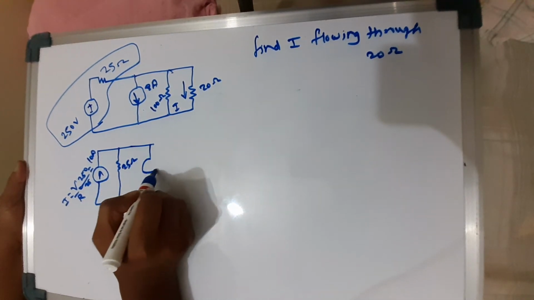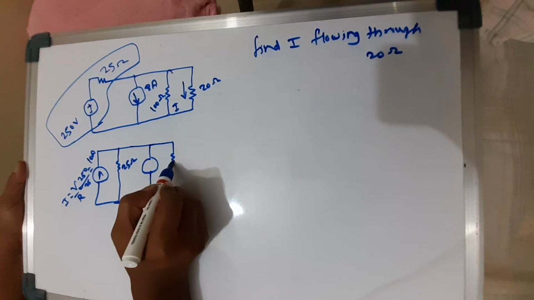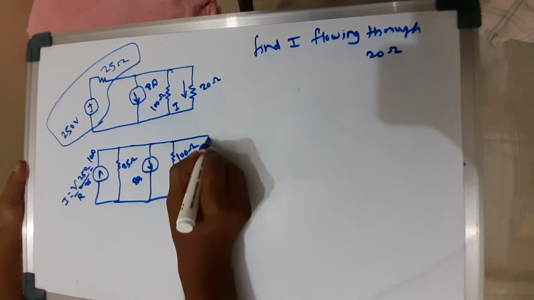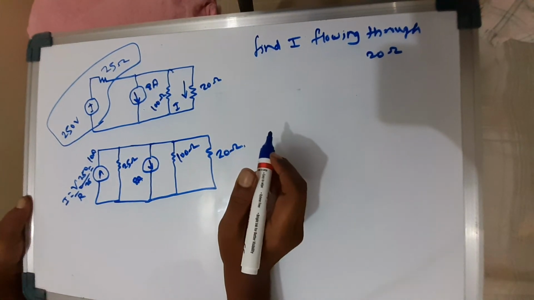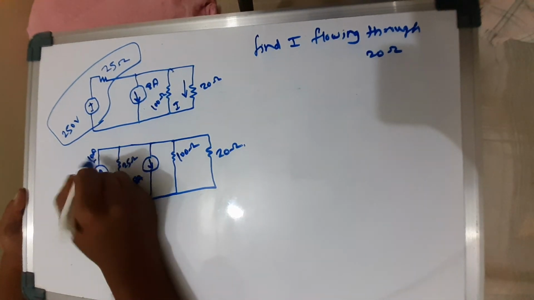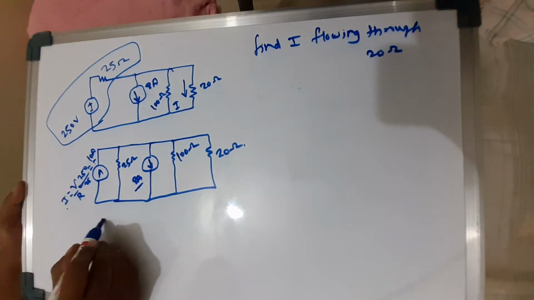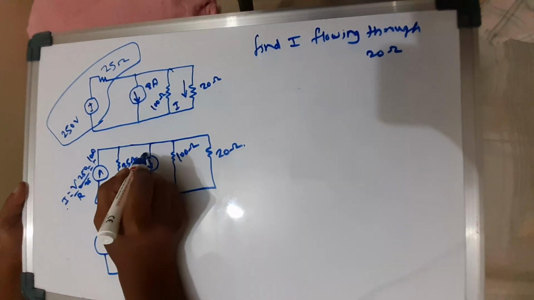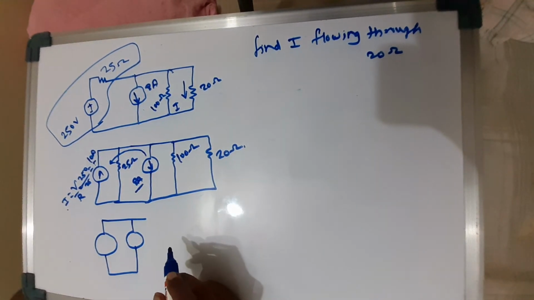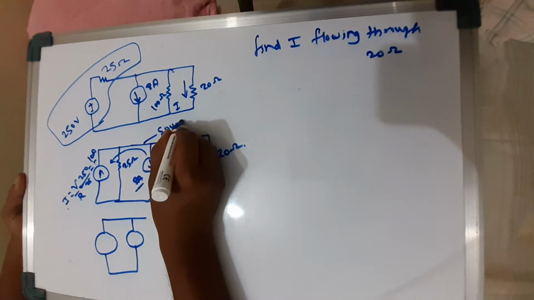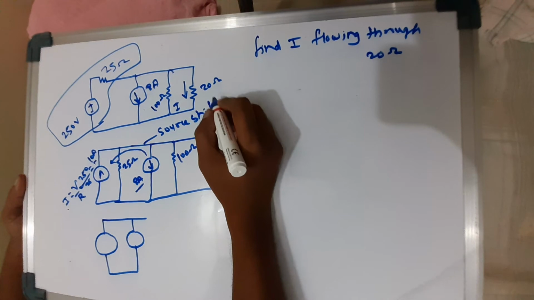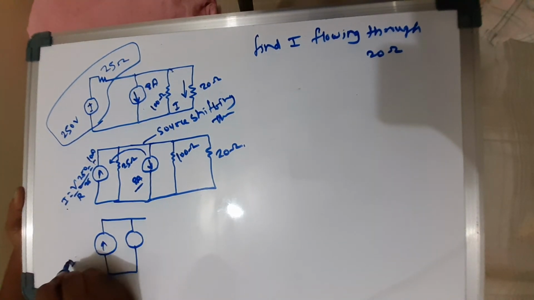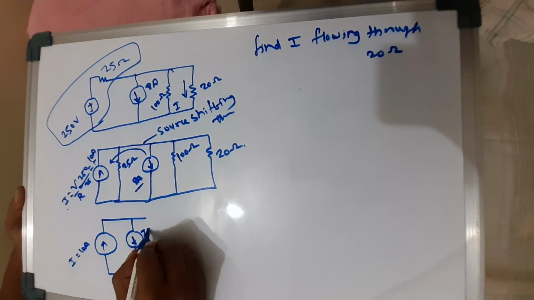Now I will draw like this one. So this is 8 ampere, this is 100 ohm, this is 20 ohm. Now just check it, this I is 10 ampere and this I is 8 ampere. So I will shift this current source to this one. So for this one we will also call it source shifting theorem. Okay, so here I will write down I equal to 10 ampere, lower side I equal to 8 ampere.